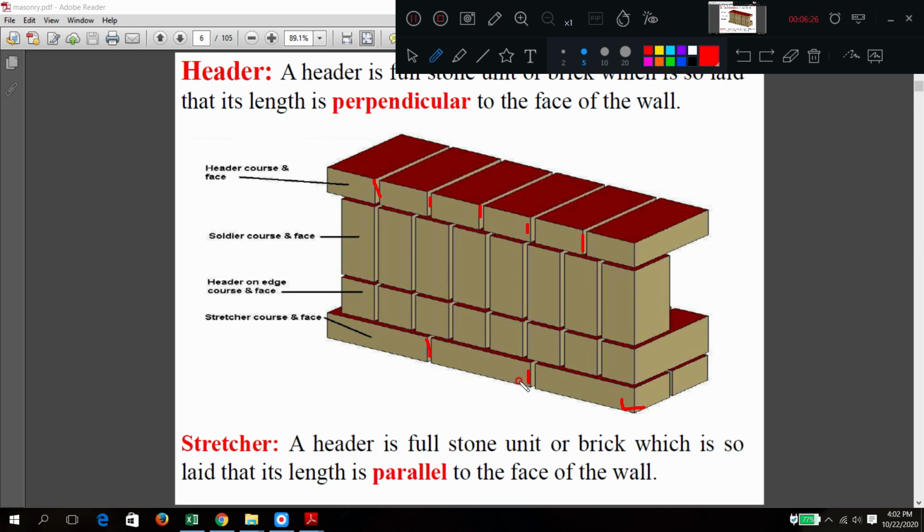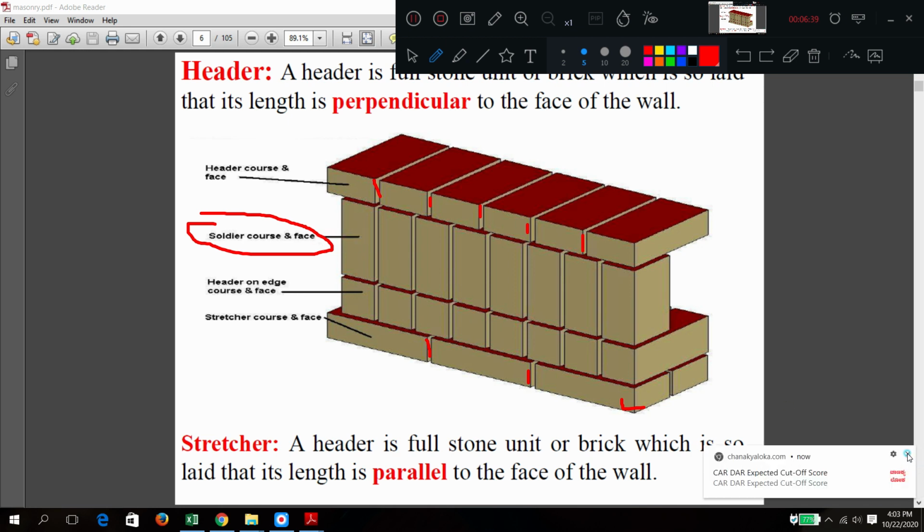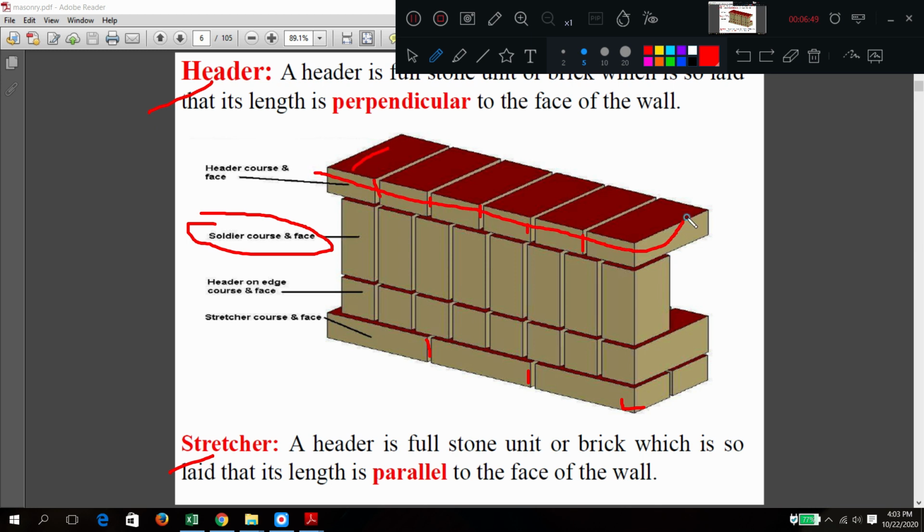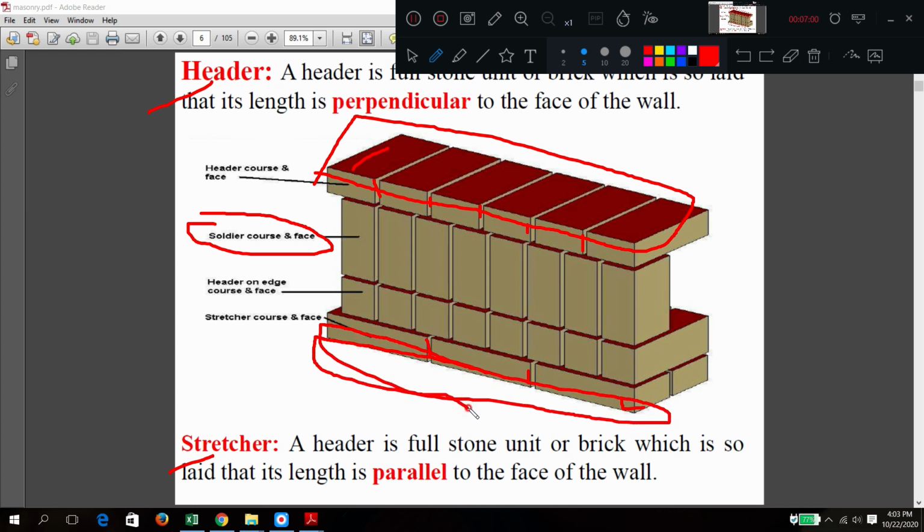Like that you should understand. This type of arrangement is called a soldier course, such that the length itself is parallel to the wall face, but it is arranged in this direction. What is header and what is stretcher? Header is the unit name. If a layer is made up of all headers, we call it a header course. If a course is made up of all stretchers, it is called a stretcher course. Simple, no?